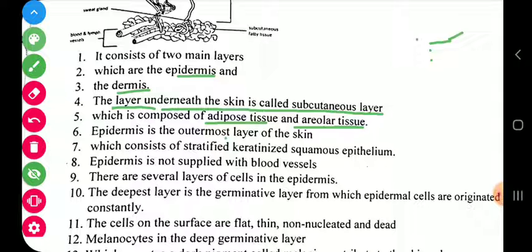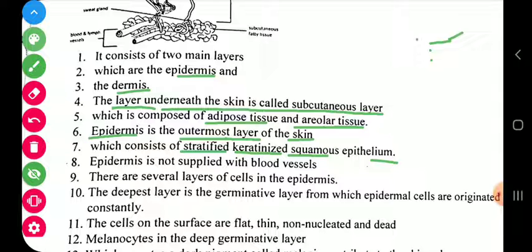Epidermis is the outermost layer of the skin. Now what does it consist of? It consists of stratified, keratinized, squamous epithelium. So there are 3 adjectives that specify this epithelium. You have to say stratified, keratinized, squamous epithelium. So stratified, it's keratinized, and it's the squamous type of epithelium.